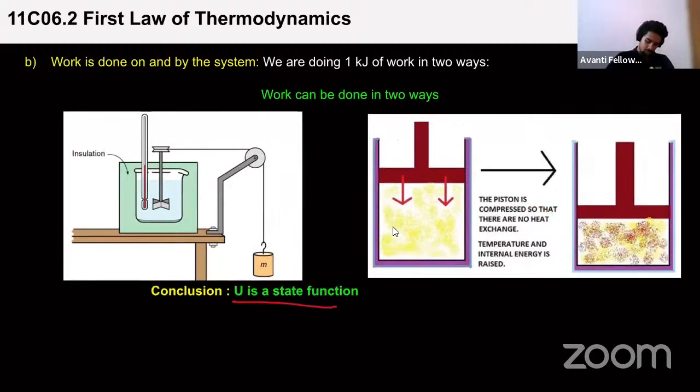Now, here what we can conclude is that U is a state function. Now, we are doing different types of work in these two cases, but we are achieving the same change, that is internal energy change. How you are achieving the internal energy change is not the matter here. What we need to see is whether you are having the final thing same or not. Let's say you're changing the work by 1 kilojoule by doing this work and 1 kilojoule by doing this work. Now the change in internal energy will be the same, not different.